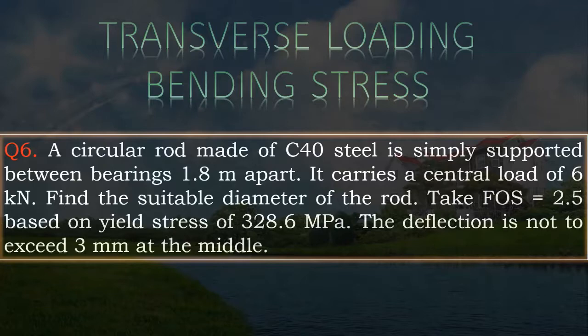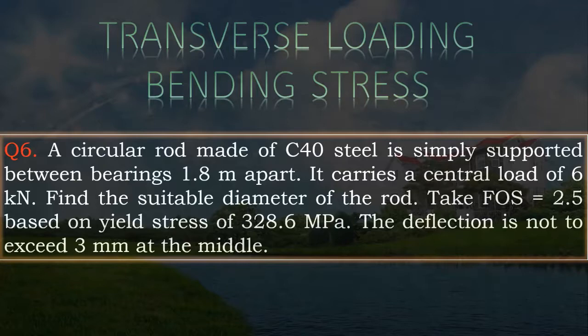A circular rod made of C40 steel is simply supported between the bearings. So it is understood that the type of beam we are going to deal with is a simply supported beam, 1.8 meters apart, which means the total length of the beam is 1800 mm. It carries a central load, so the load is at the center of the simply supported beam, of 6 kilonewtons or 6000 newtons. We need to find the suitable diameter of the rod.